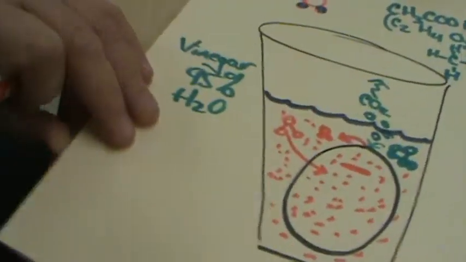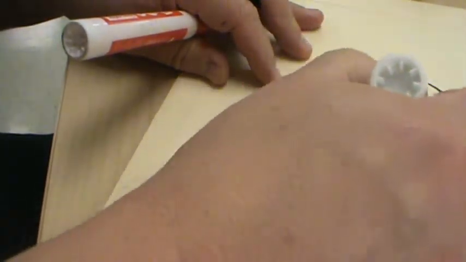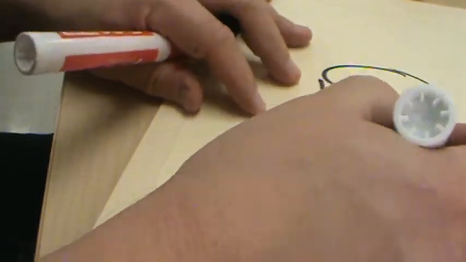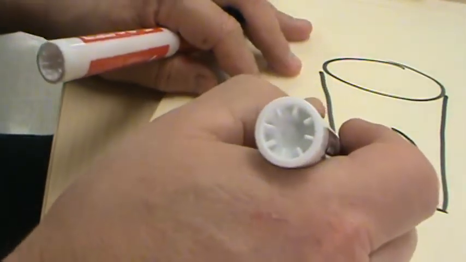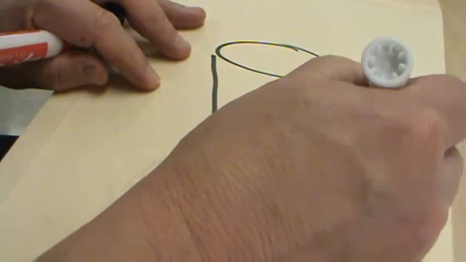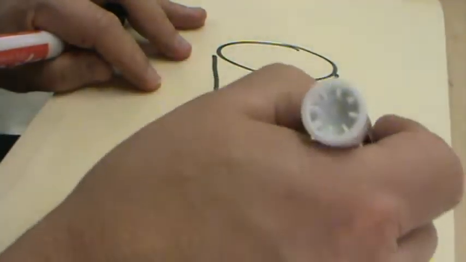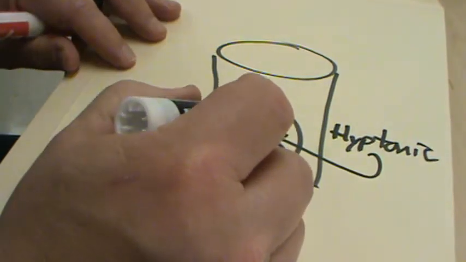So let's just go over this one more time. All right, so in the original lab, our egg was hypotonic. That's our egg, hypotonic. There were less water molecules in here.